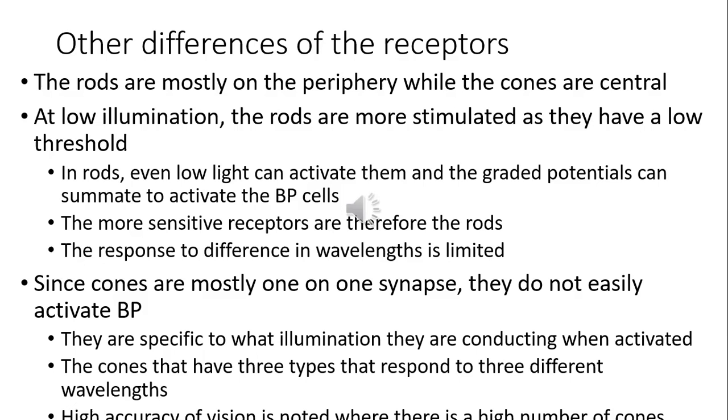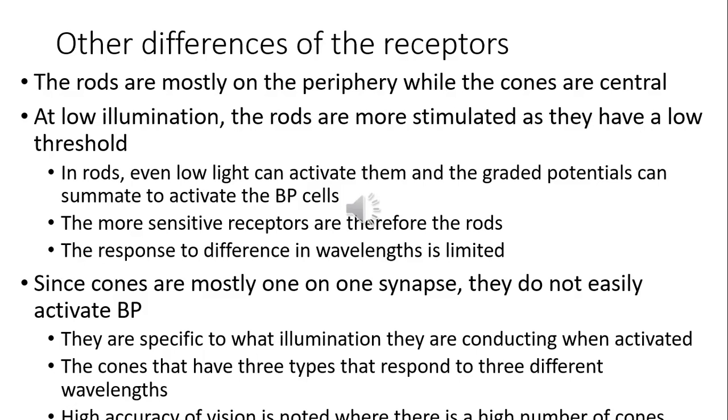Remember, we have to start with the rod cells or light sensitive cells, then bipolar cells. Then after bipolar cells, you have what we call the ganglion cell, then we have the optic nerves. So the more sensitive receptors are therefore the rods. The response to difference in wavelength is limited.